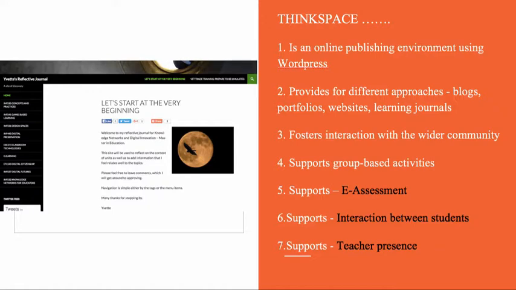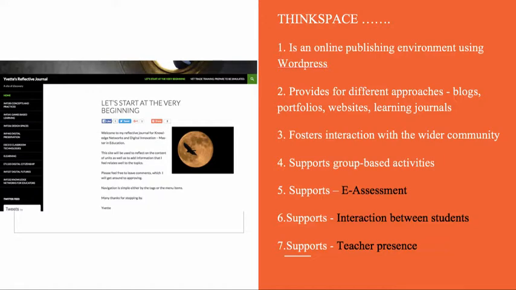So just thinking about Thinkspace, this is an online publishing environment. It does use what's called a WordPress platform, and that's a well-used platform across the world. It is a platform that students can actually download their whole work and upload to their own WordPress platform once they've finished their degree. It does provide for different approaches, so you could call it a blog, you could call it a portfolio. If you want your students to publish on a website, it can do that for you, learning journal, etc. It can be completely open or partly open to the wider community, so it's not locked behind the Interact 2 wall, if that's what you want or if that's what the students want.